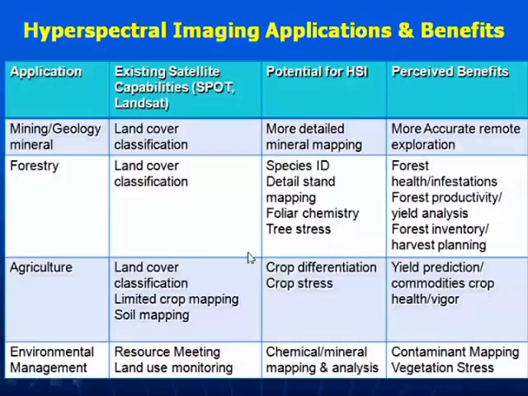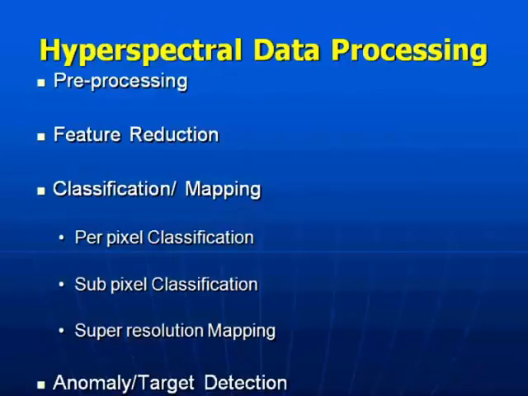That's what I was telling you in the beginning, that the advantage of hyperspectral data is in mapping finer detail. For example, in mining and geology, more accurate remote sensing mineral exploration can be done. In forestry, forest health, infestations, forest productivity, yield analysis and forest inventory become easier. Similarly, in agriculture, yield production and crop health and so on are possible from hyperspectral imaging. So it has a lot of benefits, but these benefits can be served only when the information can be extracted accurately from this data.